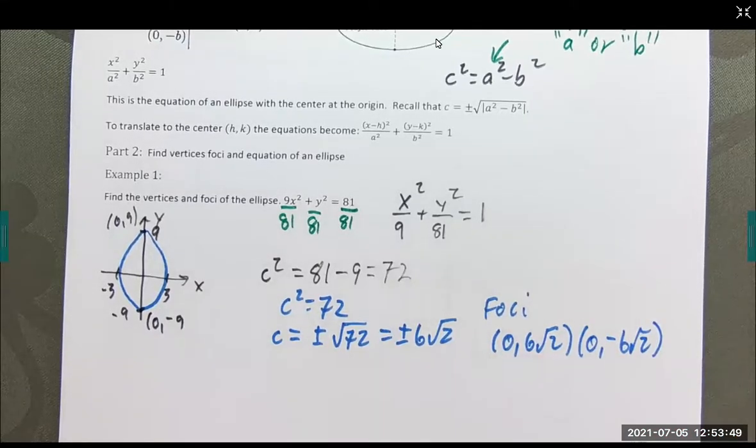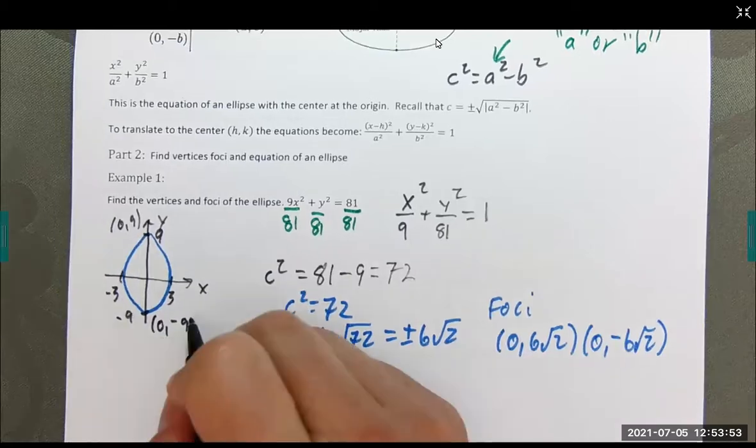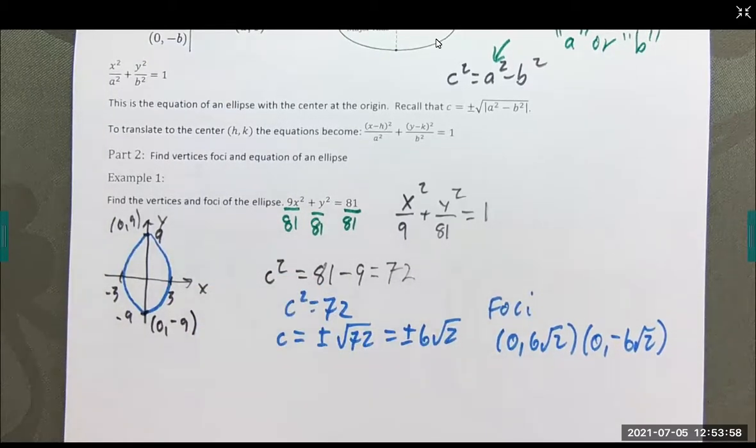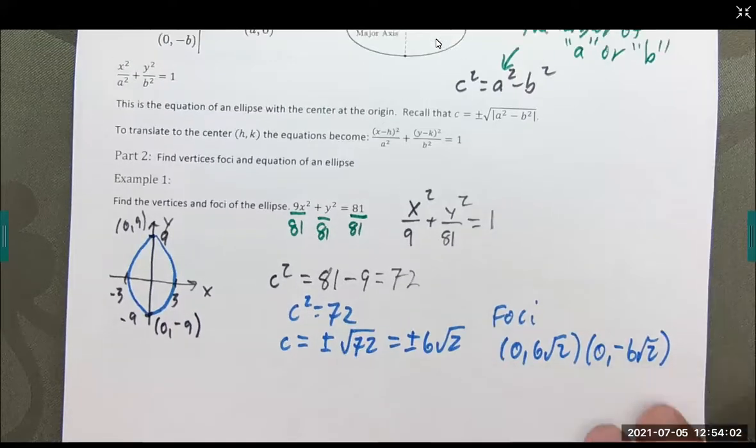So we are looking good. So here are the vertices, 0, 9 and 0, negative 9 of the major axis. Not too bad. So now let's build some more equations of ellipses.